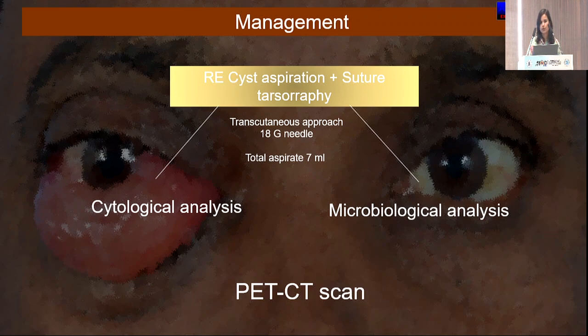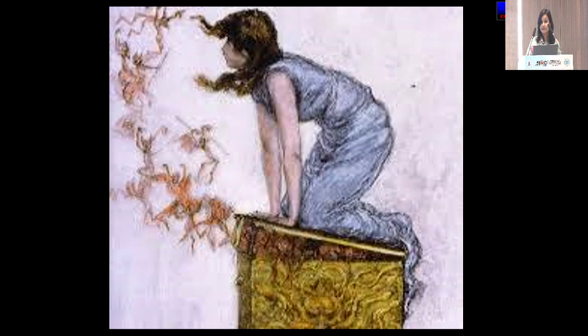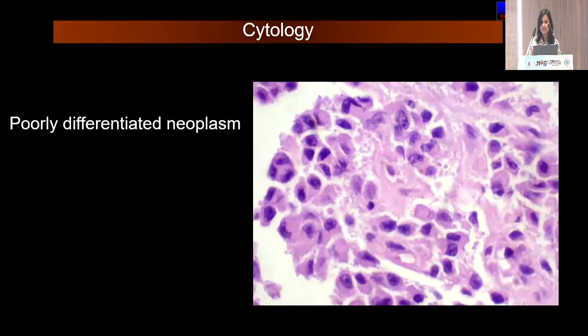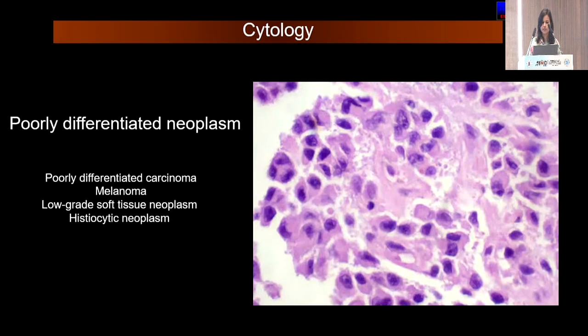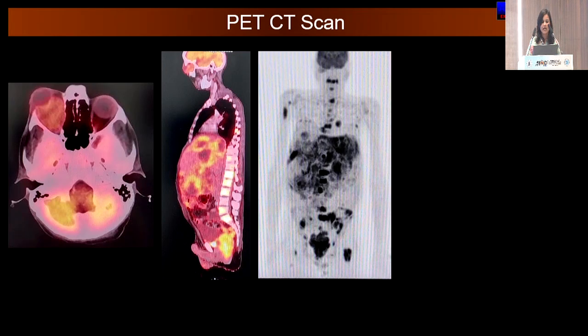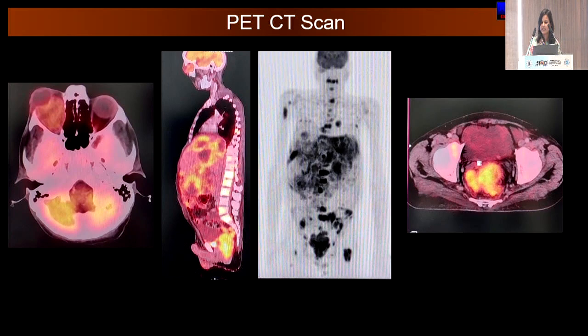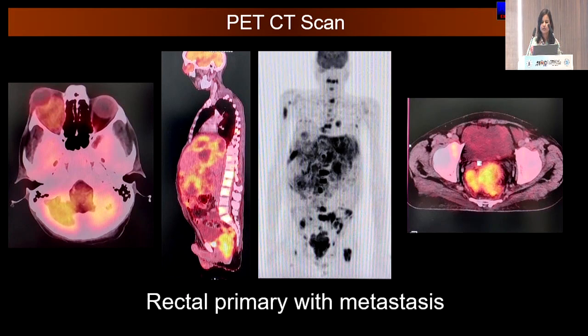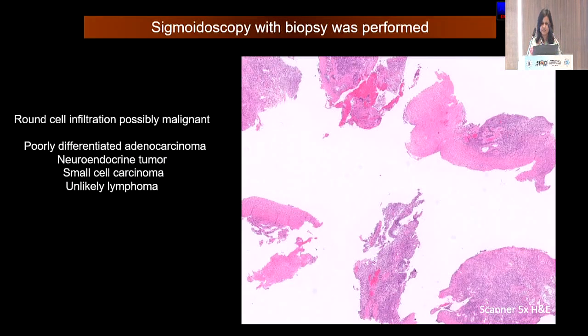And hence we decided to go ahead with a PET CT scan for the patient. This is the time when the evil actually unleashed in this case, and the cytology came out to be a poorly differentiated neoplasm with certain differentials. And along with that, the PET CT scan was totally clinically surprising. A seemingly healthy looking male had so many hotspots in his body. As you can see, there's a hotspot in the orbit and a very diffuse FDG-avid lesion seen in the rectum here. So the working diagnosis according to the PET CT scan was a rectal primary with metastasis.